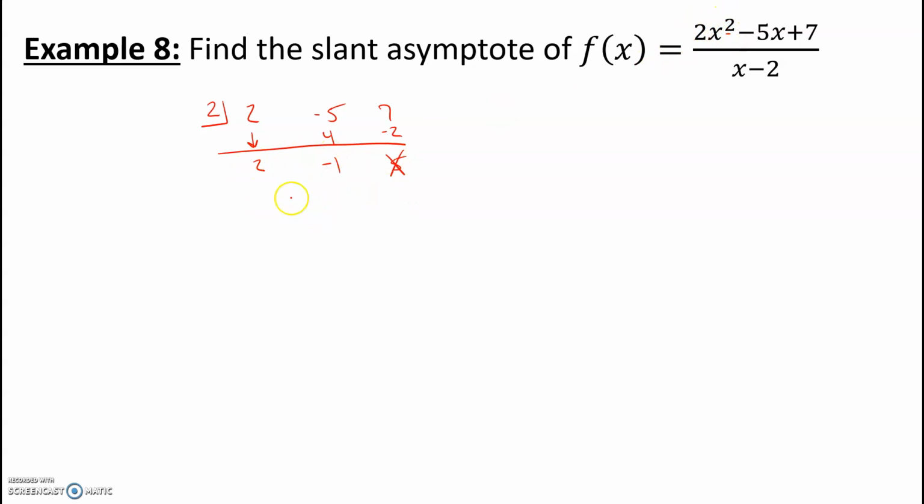So we started with x squared. This is going to be y equals, and instead of x squared, we're going to drop it down 1, so it's a 2x and a minus 1. Again, you don't care about your remainder. This would be your slant asymptote.